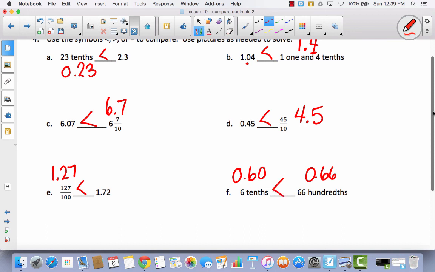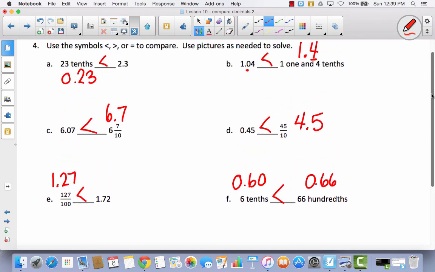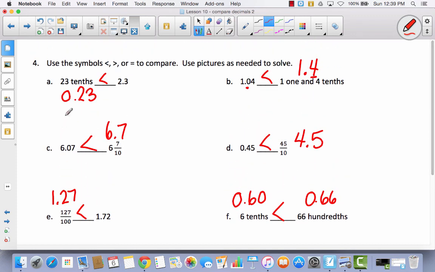All right, so today we were comparing decimals that were in different units. First of all, you'll notice that when you put them in the same units, it makes them much easier to compare. We didn't use any pictures this time. We actually just used the decimals to compare them by looking at each place individually.